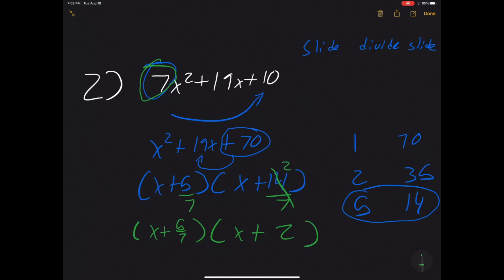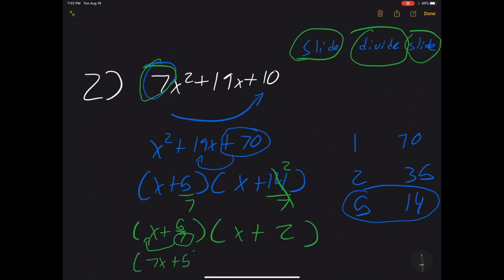Now that I've finished my first slide and my divide, I do my second slide, which is take any fraction that's left here and bring it to the front. And I get 7x plus 5 times x plus 2. And that is my full factorization.